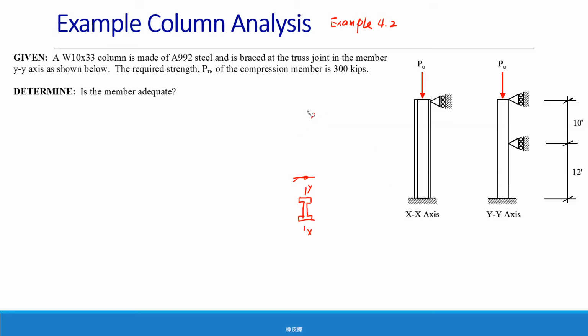However, if you look at this problem, things become more complicated because you will have different effective lengths about the x-axis and y-axis. So let's summarize the conditions we have in the problem statement. We have the shape W10x33, made of A992. If you look at Table 2-4, you will find that your Fy equals 50 ksi. So that's what we like. And it's braced at the truss joints about the x-axis and y-axis.